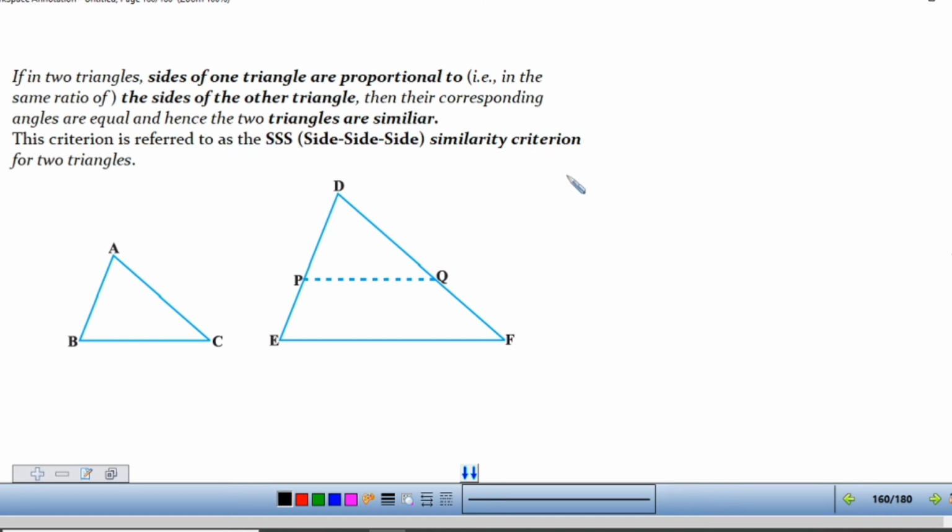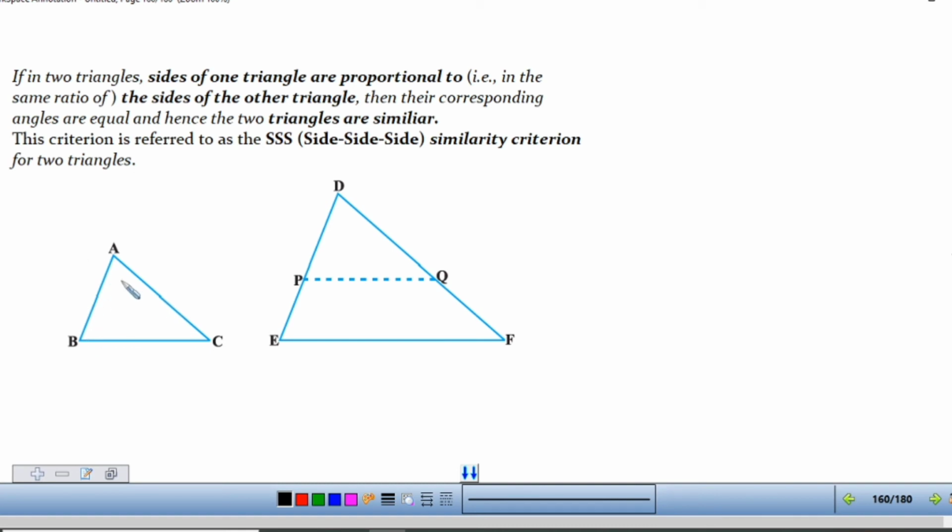So in class ninth, you must have studied about SSS congruency criteria, which stated that if all the three sides are equal, then the two triangles are congruent to each other. But in similarity criteria, the sides of the triangles must not be equal. It is not necessary that the sides are equal to each other. If the corresponding sides are in the same ratio, then also the triangles are similar.